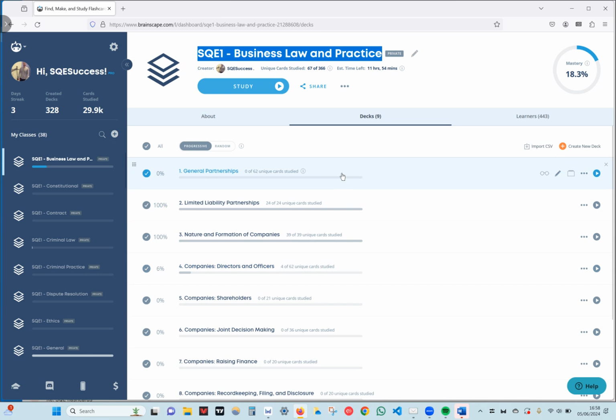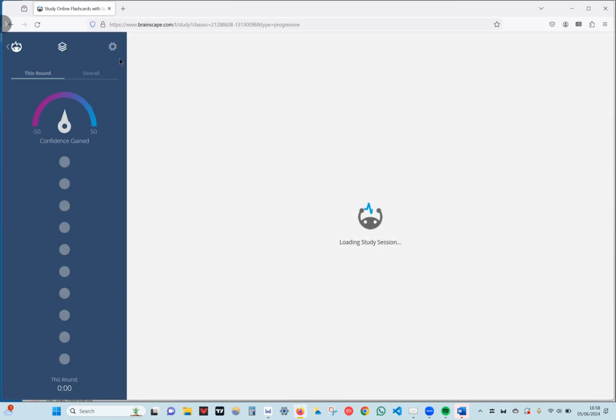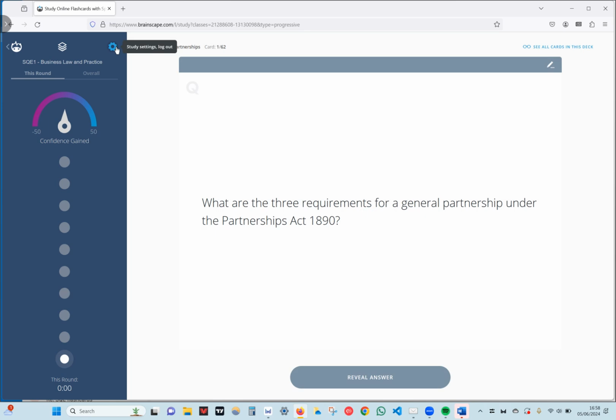With that being said, let's go into this general partnerships deck, which is part of the SQE1 Business Law and Practice subject. So let's go into the general partnerships deck and study it and see what the Brainscape platform has to offer in terms of incorporating the SQE Success content and their way of studying and showing you the content at set intervals to ensure that you retain it long term based on your rating of how well you knew the answer.